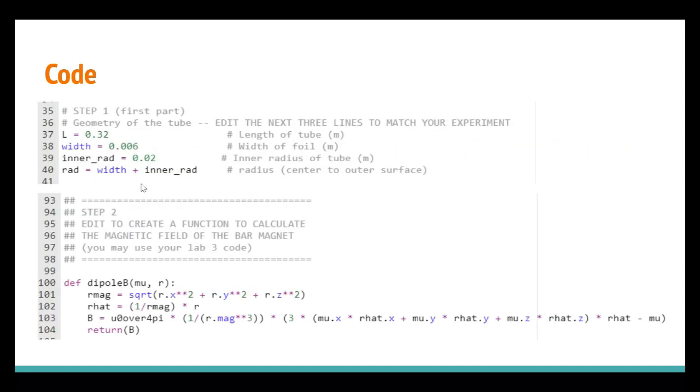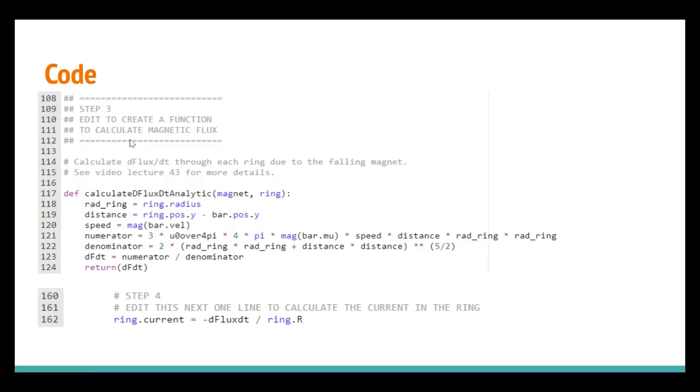And we have a lot of code to go through. Step one just included the initial information about the tube. Step two just included the basic setup for the dipole, so the R mag, R hat, and then the B, which is just using the equation I mentioned before, giving the overall setup for the actual experiment. Step three was finding the radius, distance, speed, and then a ratio or equation to find the dFdt, the change in flux with time.